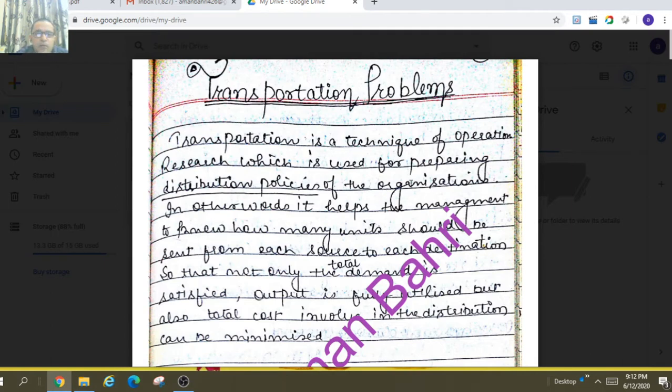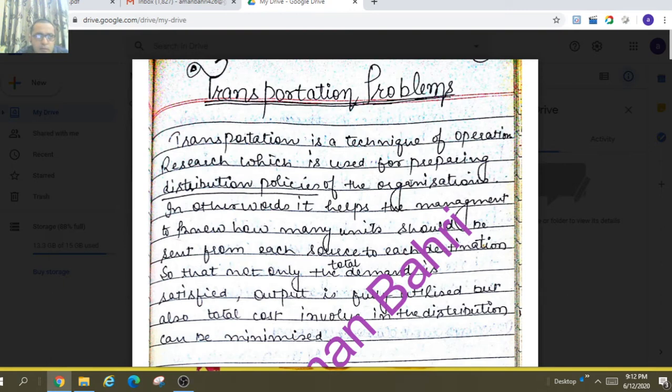Today I am going to discuss with you a very important technique of operations research, that is the transportation problem. It is a technique of operations research which is used for preparing the distribution policies of the organization. In other words, it helps the management to know how many units should be sent from each source to each destination, so that not only is the demand satisfied, at the same time the supply is fully utilized or exhausted and the related cost can be minimized.